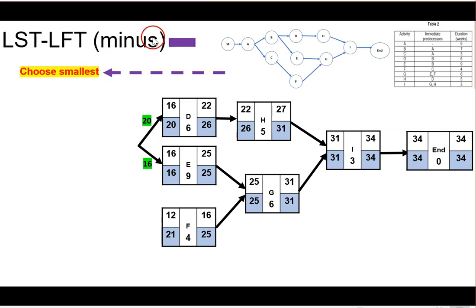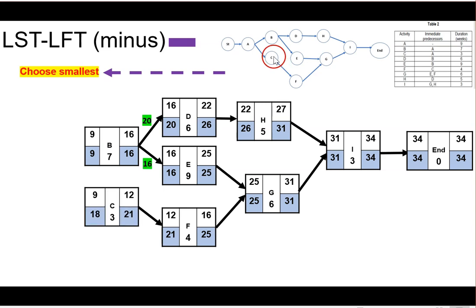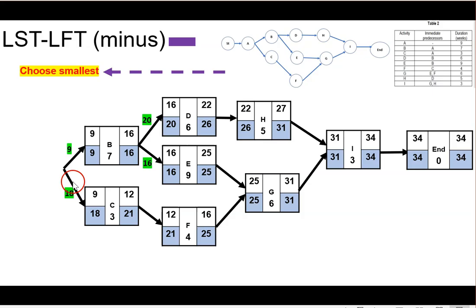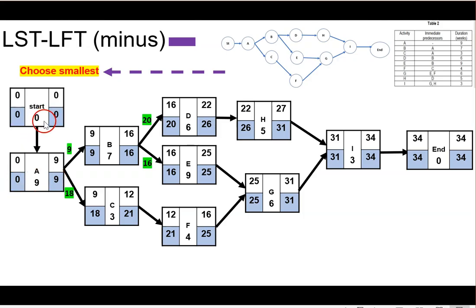So what to choose if we're going backward for the latest? We're going to choose the smallest. So 20 and 16, we're going to choose 16. 16 minus 7 is 9. And then we continue with F, going to C. So 21 minus 3 is 18. Again, what do we choose for A? The lowest one, the smallest one, which is 9. So 9 minus 9 is 0. And we have the start. So start will be 0.